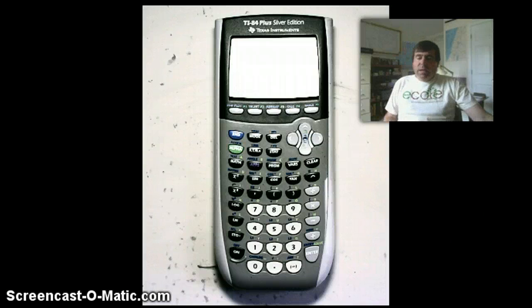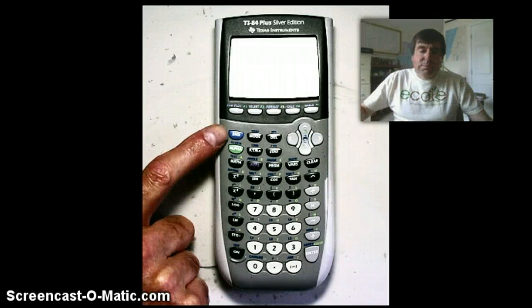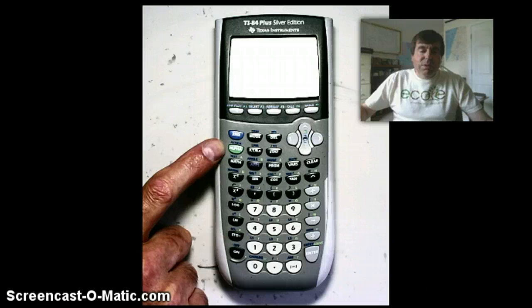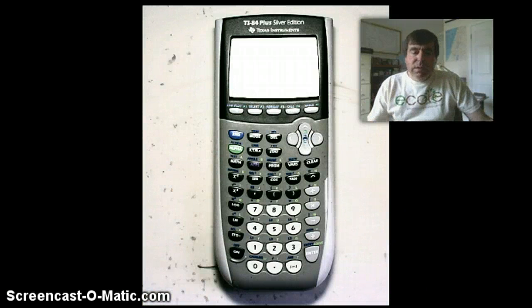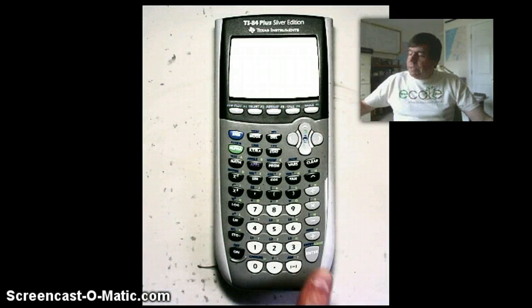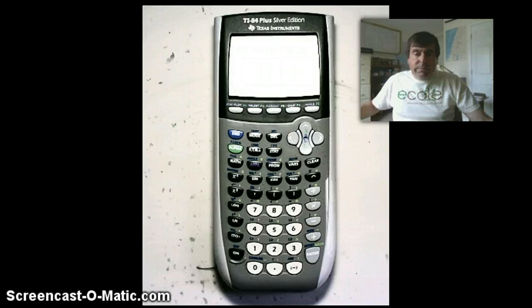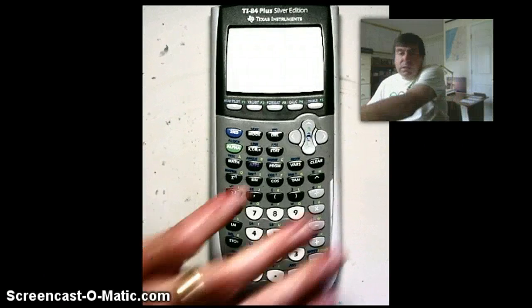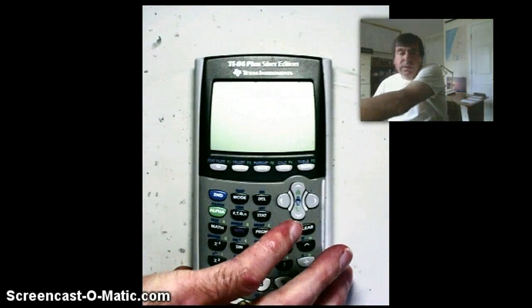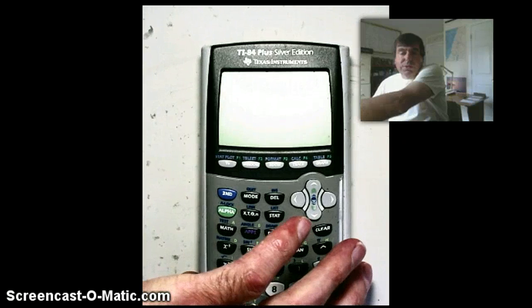All right. And then you have the two special keys. You got the blue second, and then you have the green alpha. And then don't forget your enter key or your equal key. That's important as well. All right. So let me see if we could zoom in a little bit. Okay, again, your home screen.